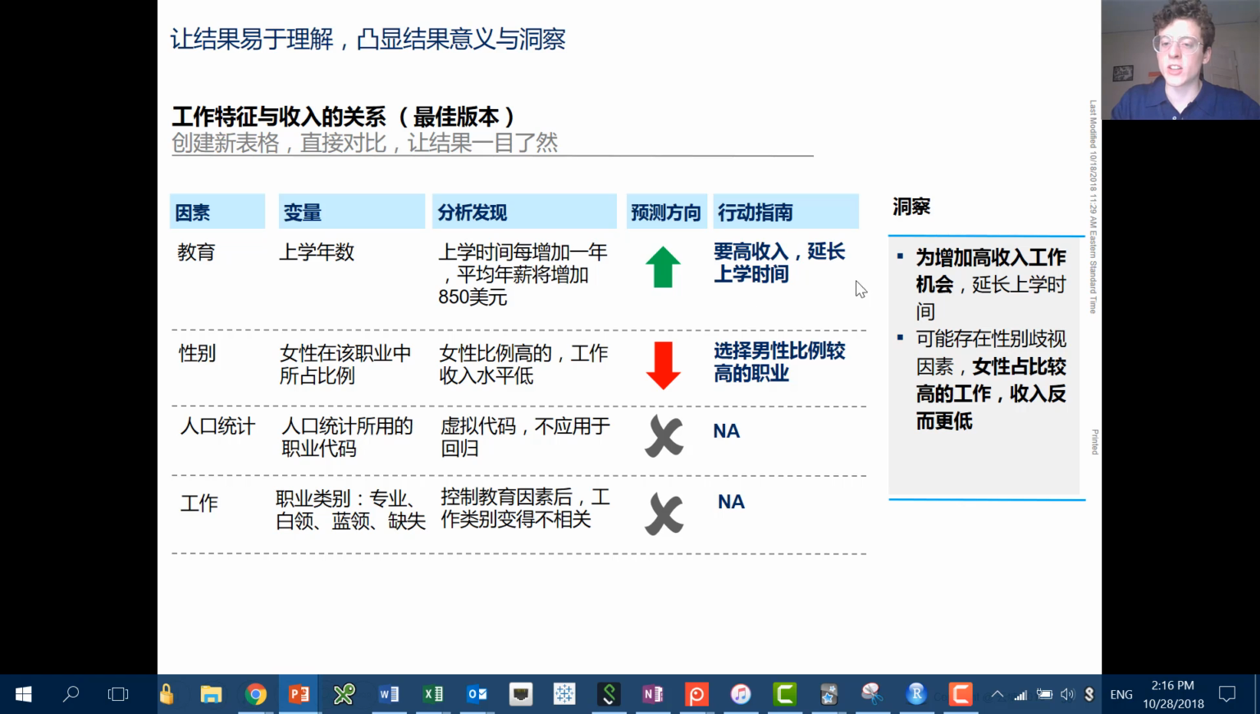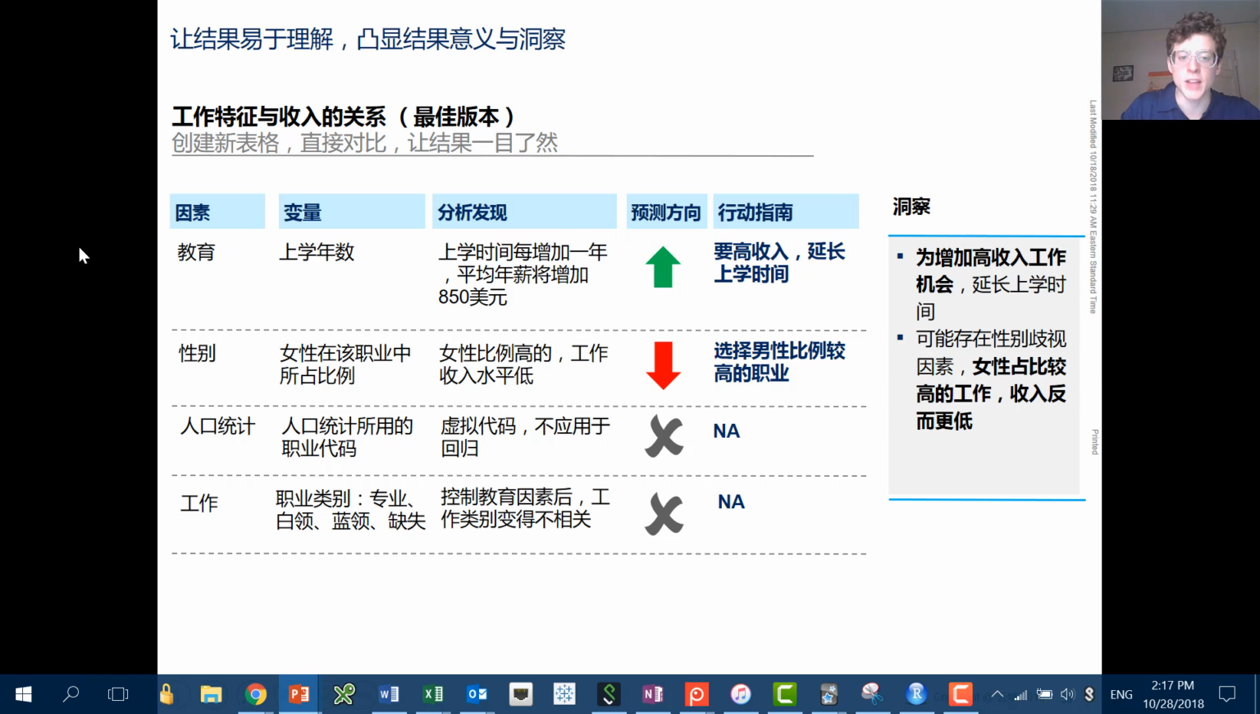So if you want more income, here are the takeaway actions. If you want more income, you should study more. If you want to make more money, for women or men, select a profession with more money. This, of course, is from the 70s. And then what are my insights or takeaways? To get a higher paying job, you want to keep on studying. And similarly, jobs that have higher income generally have fewer women.